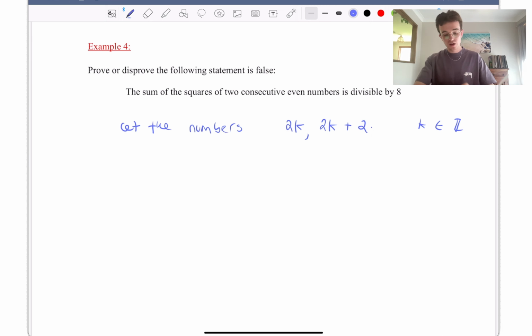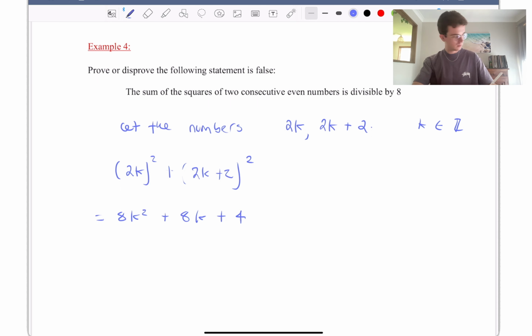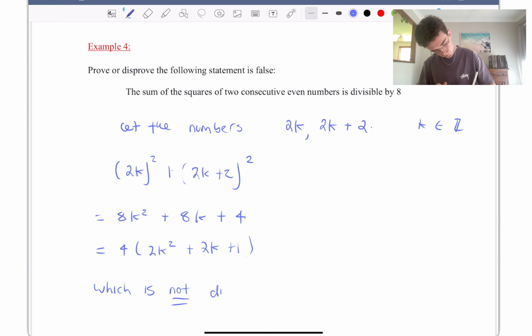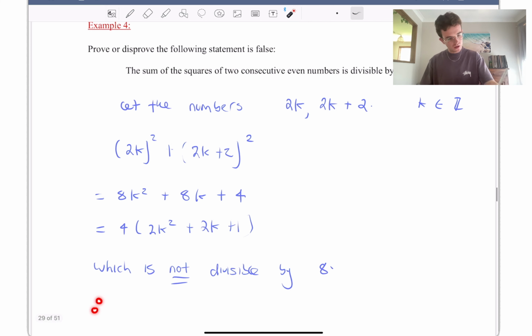We're going to sum the squares, that's what we're asked to do, 2k squared plus 2k plus 2 squared. If we do that and expand that, we're going to get 8k squared plus 8k plus 4, which is equal to 4 times 2k squared plus 2k plus 1. Now, that's not divisible by 8. So therefore the statement is false.